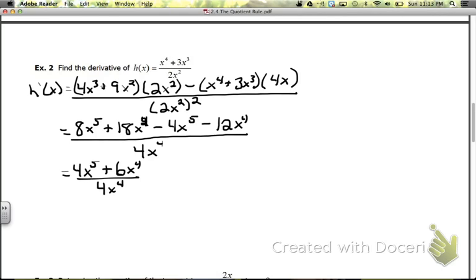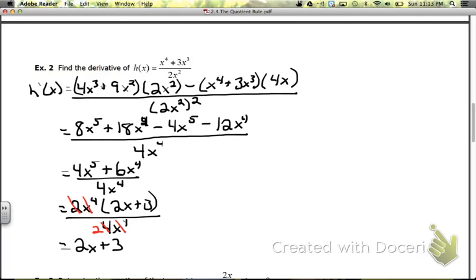Now we can simplify this a little bit further. If we factor out a 2x to the power of 4 in our numerator, we're left with 2x plus 3 all over 4x to the power of 4. Now you can notice here that I can cancel out these x's, and I can also with the constants, and I'd be left with 2 in my denominator. So I would then have 2x plus 3 all over 2.